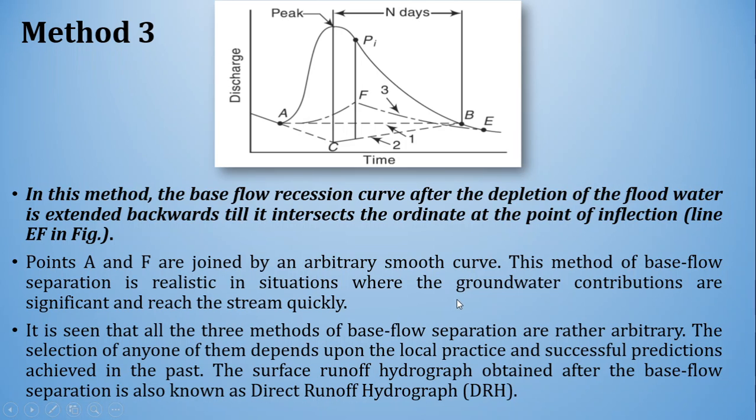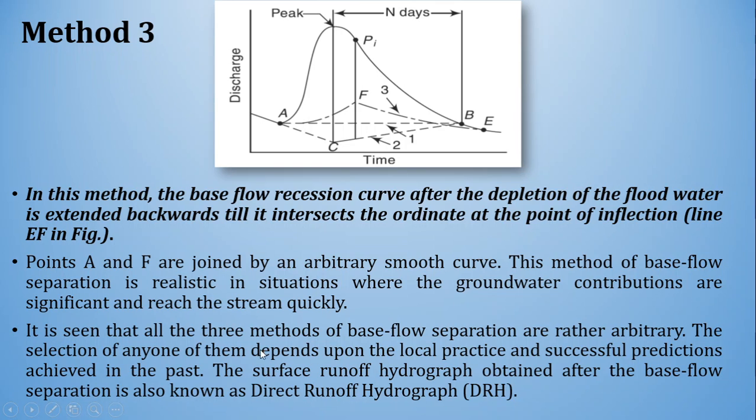This method of base flow separation is realistic in situations where the groundwater contributions are significant and reach the stream quickly. As you can see, groundwater contribution will be much higher since it occupies more area in the base flow, and the surface runoff as compared to other methods is less. So by this method, you can separate the base flow. The base flow separation curve is demarcating the surface runoff and base flow by the curves AF and EF or FE.